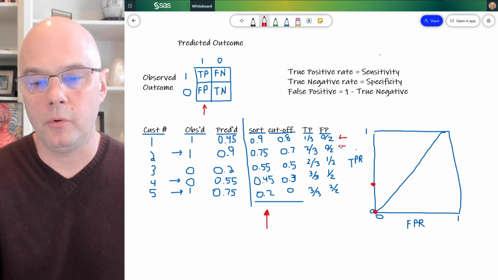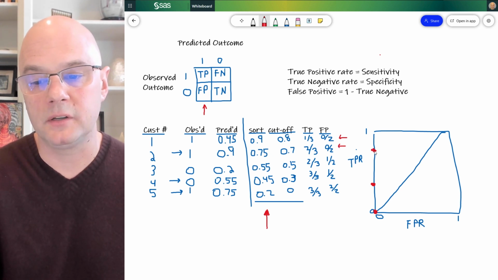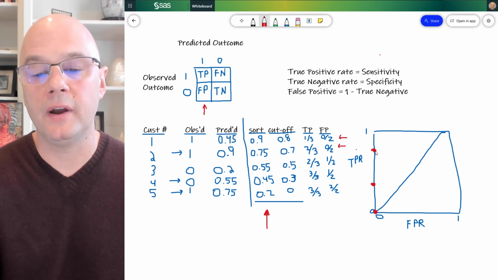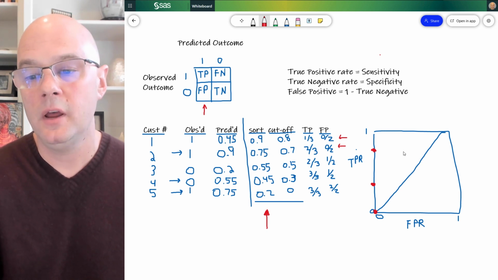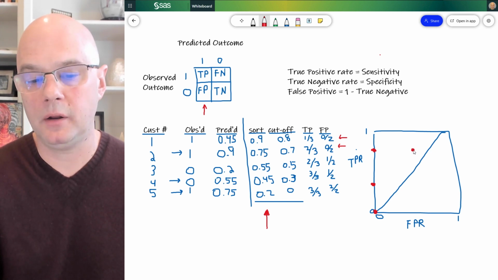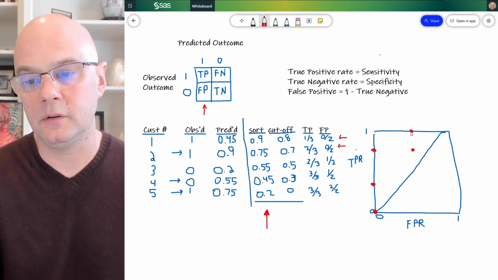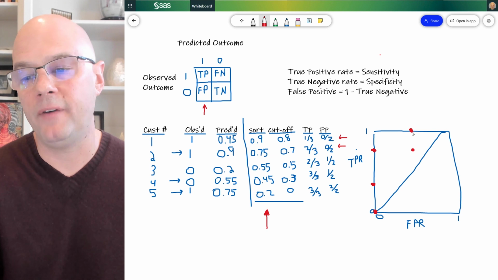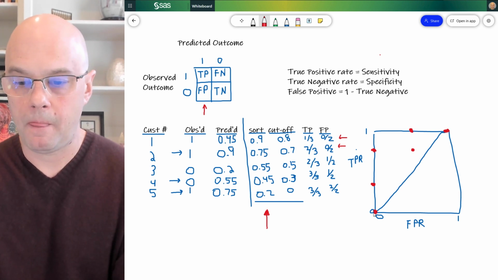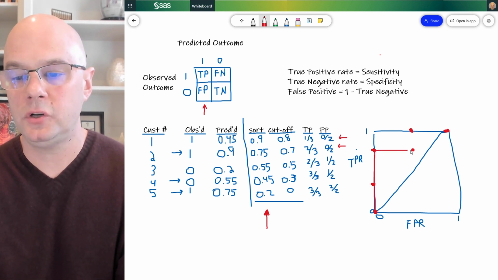What's my next plotted point? True positive rate goes up to 2/3, false positive stays 0. Next plotted point, true positive rate stays 2/3, but false positive rate has increased to 1/2. Next plotted point, true positive rate went up to 1, false positive rate stayed at 1/2, and then finally, I've got 1 and 1. It's going to look like a step function.